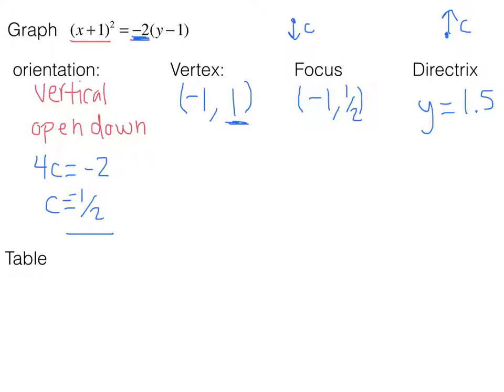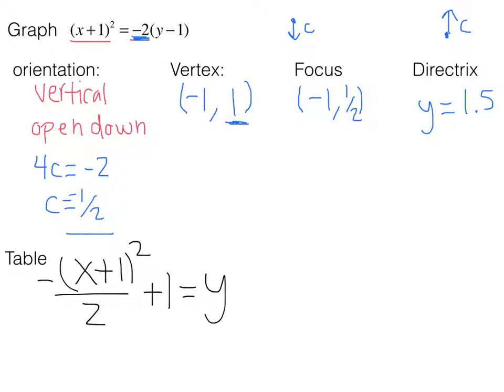Next, we're going to need a table of values. The first thing you're going to want to do is isolate y in your equation. So I'm going to divide by the negative 2. And then I'm going to add 1, and that's going to give me an equation where we solve for y. The next thing I'm going to do is make a table of values. The vertex is going to go into the middle of my table.